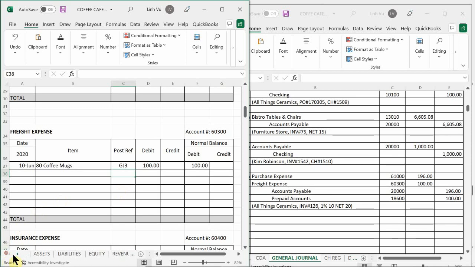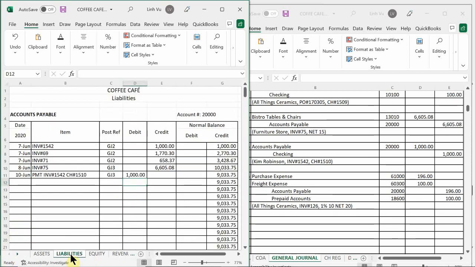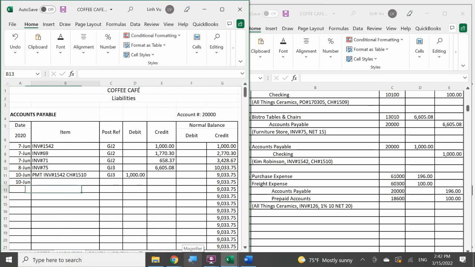We incurred a liability because we chose to not pay now. We're going to pay them later. So I need to make a note here in my accounts payable that I am choosing to pay invoice number 126 later. Okay, so therefore I increased my accounts payable by $196. So therefore I increased my account from $9,033 to $9,229.